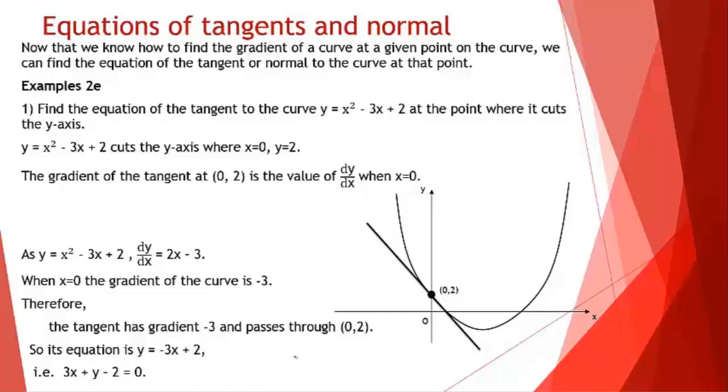We got the equation of the tangent as y equals -3x plus 2 because the general equation for a straight line is y equals mx plus c. So m is the gradient and c is the intercept. We know the gradient is -3 and the intercept is 2 because the curve is cutting the y-axis at y equals 2. So that is 3x plus y take away 2 equals 0.